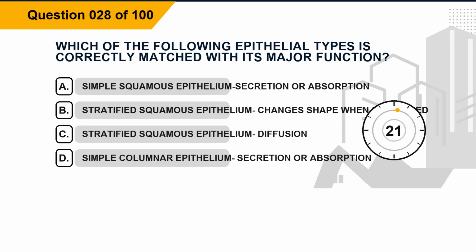Question 28. Which of the following epithelial types is correctly matched with its major function? Option A, simple squamous epithelium, secretion or absorption. Option B, stratified squamous epithelium, changes shape when stretched. Option C, stratified squamous epithelium, diffusion. Option D, simple columnar epithelium, secretion or absorption.